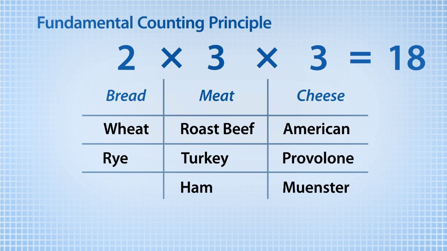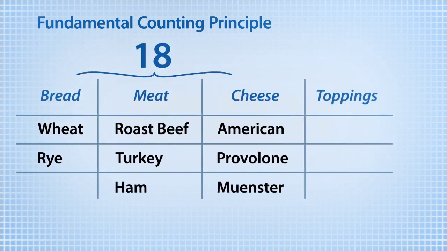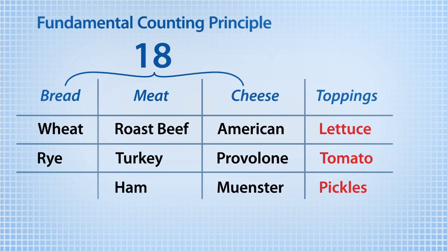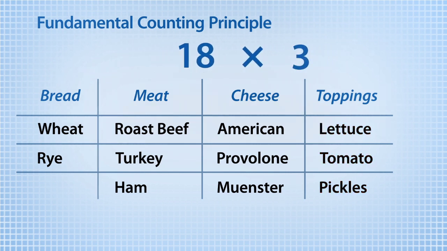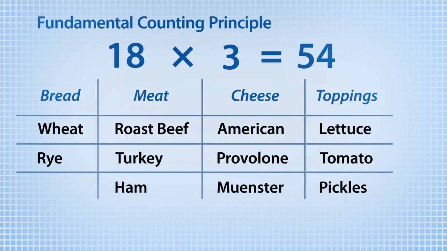We could add a 4th event by giving customers a topping choice: lettuce, tomato, or pickles. If we used an exhaustive list or tree diagram, this additional choice would require a bit of work to find a revised number of possible outcomes. However, using the counting principle allows us to multiply the previous possible outcomes, 18, by 3, resulting in a total number of 54 different sandwiches.